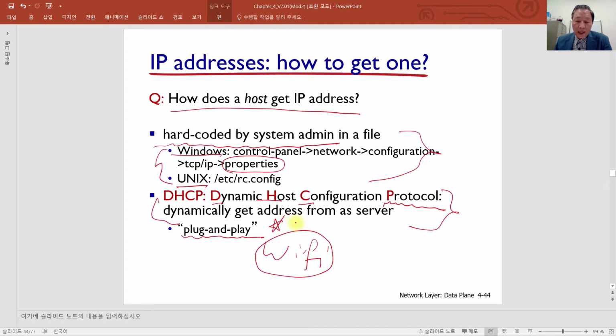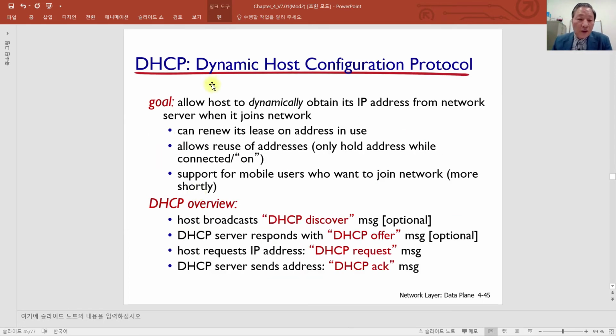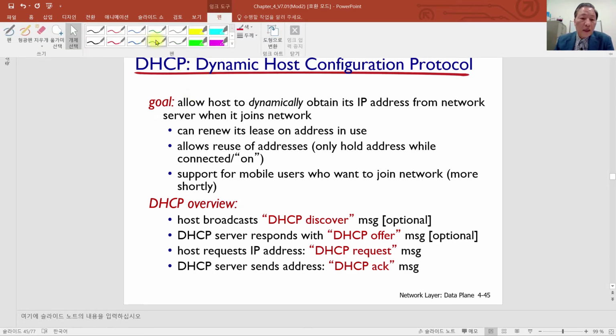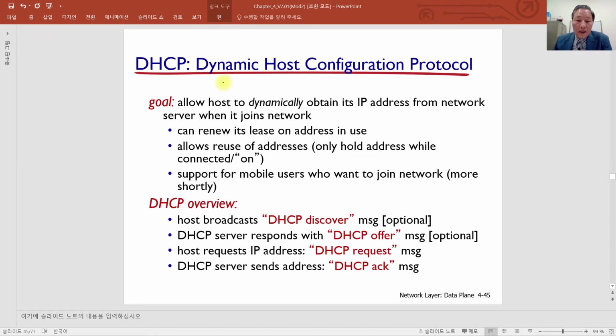DHCP. And to use this one, there should be some DHCP server. This server is providing that service. If there's no DHCP server, then we cannot use this one. Okay, let's move to the next. Okay, this one is explaining about the DHCP, Dynamic Host Configuration Protocol.